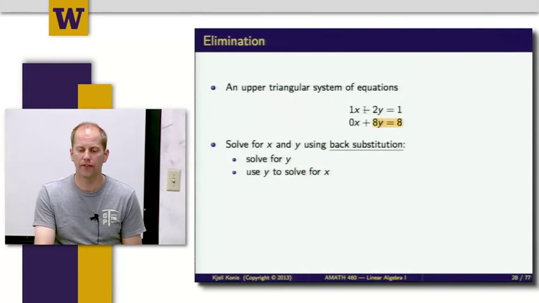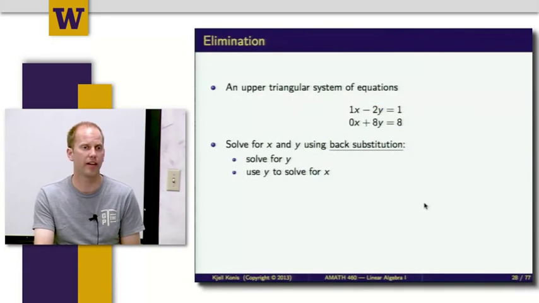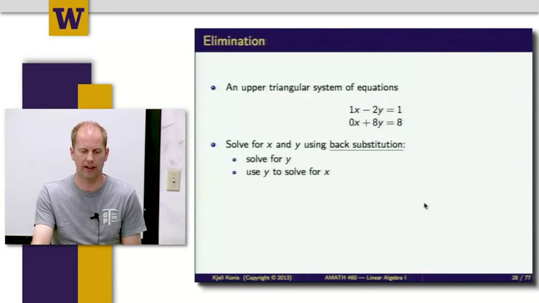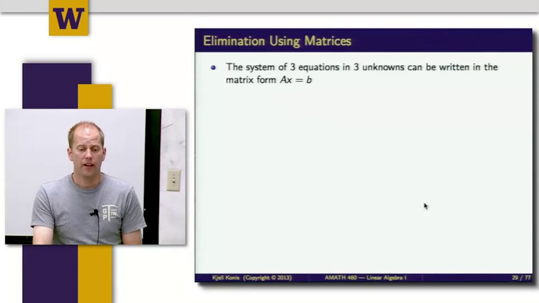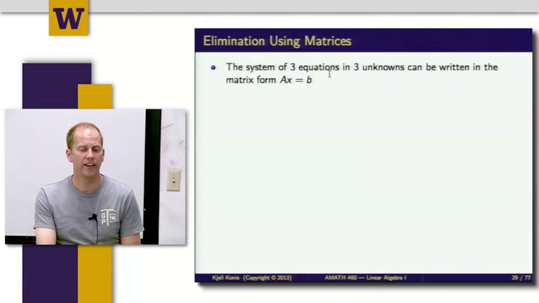And then I'll move this to the other side of the equal sign and plug in my value for y that I just found. And I will have 1x is equal to 1 plus 2, or x is equal to 3. So I get the same solution that I got in the previous slides. And what we're moving towards now is, can we represent elimination using a matrix?